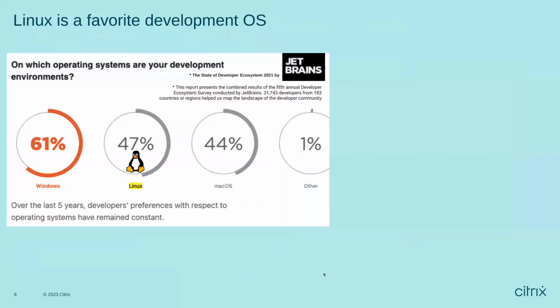This is actually a survey by JetBrains, and they surveyed about 30,000 people. Over the last 5 years, Linux is the second largest operating system for developers. It's 47%. And then we can do a very simple math. So 25 million and 47%, then it's 12 million Linux developers. So why do those developers love Linux?